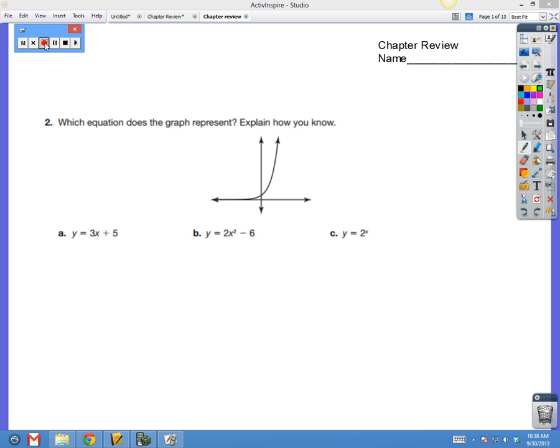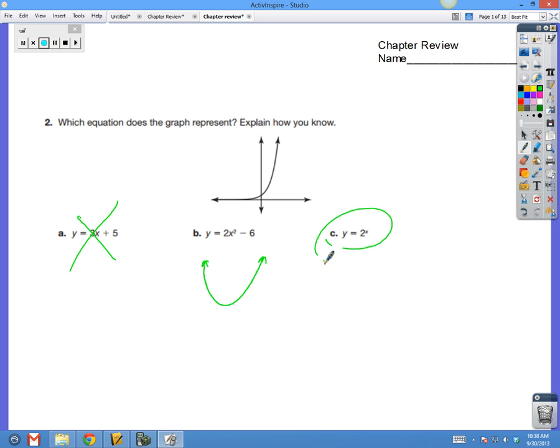Okay, number two. If you are just looking at a picture and you're asked to figure out which equation matches that picture, you can use your street smarts. You'll have iPads or your phones. You can plug this in and look at the picture, so you can check yourself. This is definitely not linear because it's not a straight line. It's definitely not quadratic because all quadratics have a point of symmetry somewhere. They reflect. So this has to be exponential.